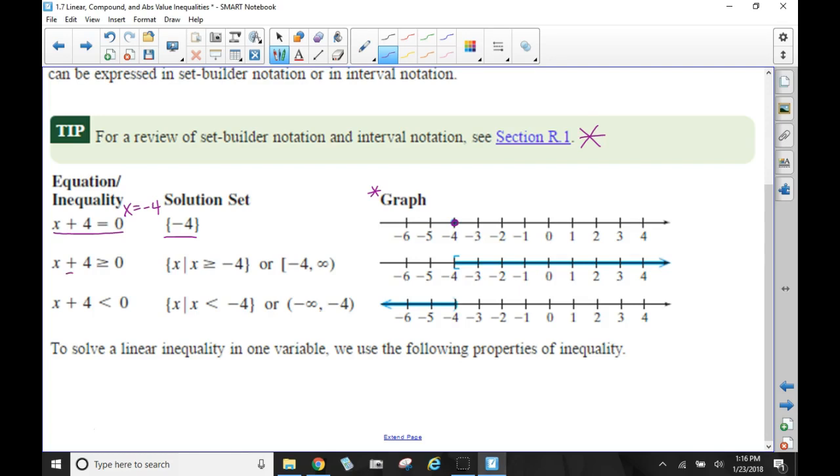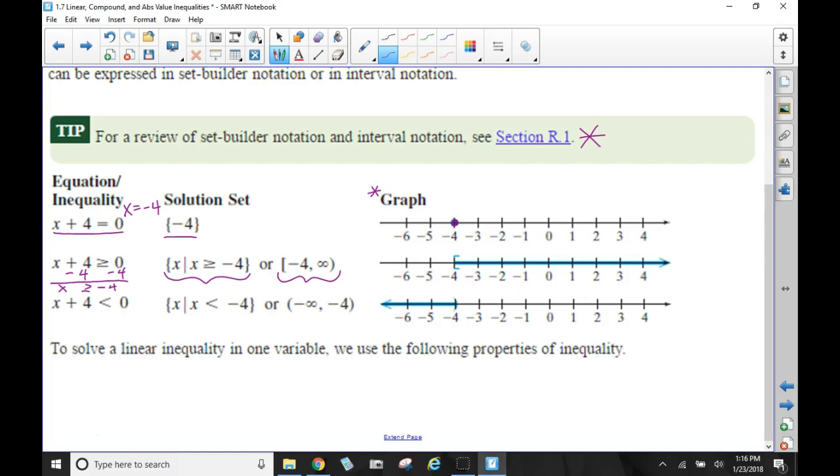Now, let's look at these two inequality examples. Here to solve for x, we would subtract 4 from both sides. And so we would come up with x is greater than or equal to negative 4. And so this is the solution set in set builder notation, and this is the solution set in interval notation.